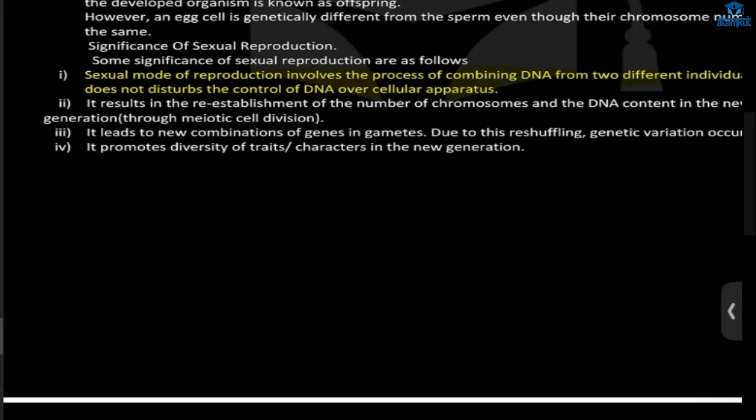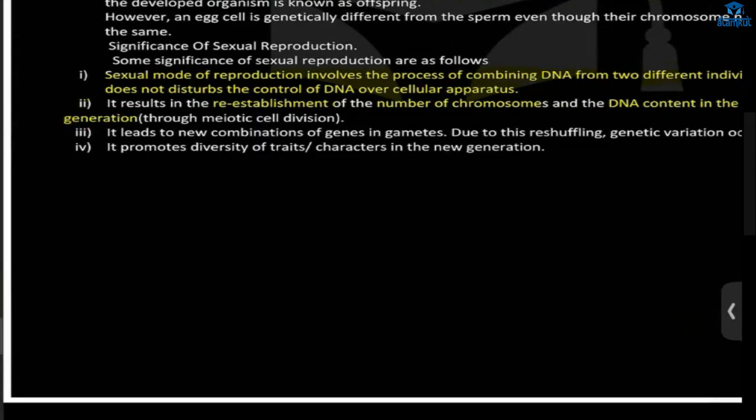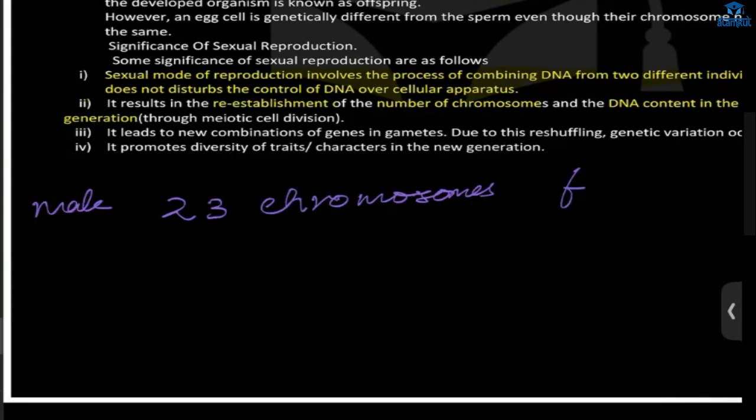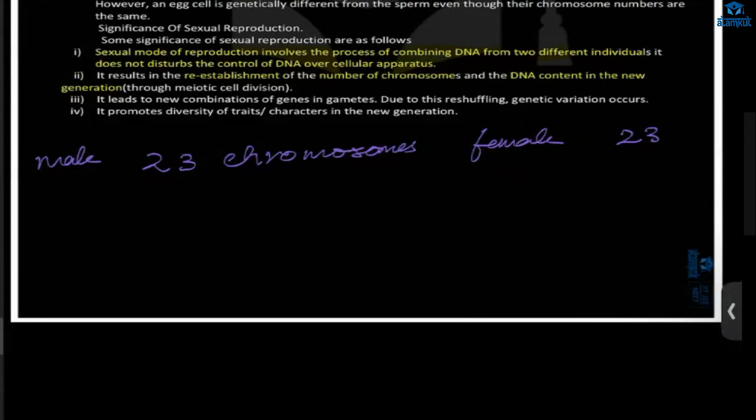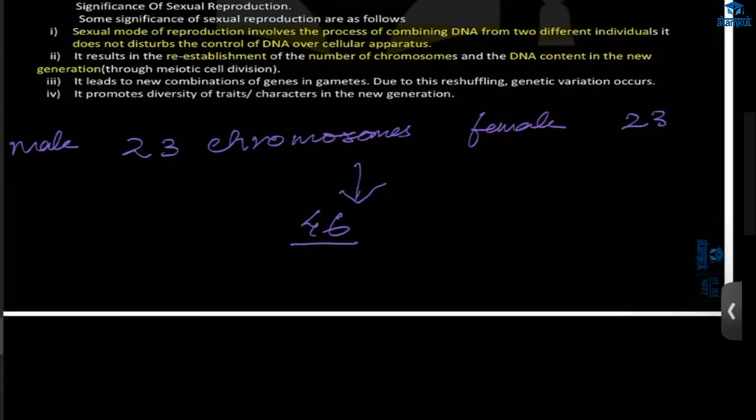It results in re-establishment of the number of chromosomes and the DNA content in the new generation. In the gametes, male and female, there are 23 chromosomes each. Upon fusion, there will be re-establishment of the number of chromosomes, 46. Both will join and form 46 chromosomes.